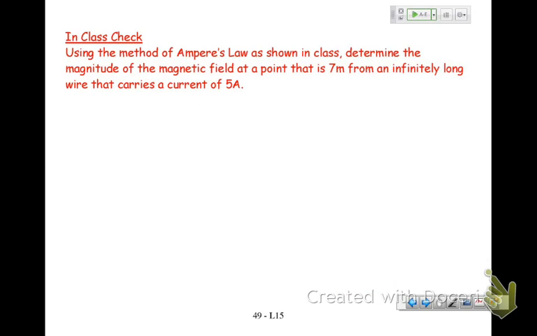So, using the method of Ampere's law as shown in class, determine the magnitude of the magnetic field at a point that is 7 meters from an infinitely long current carrying wire with 5 amps. I'm going to put this on pause. I want you to just practice it now. There's no answers, so put it on pause.